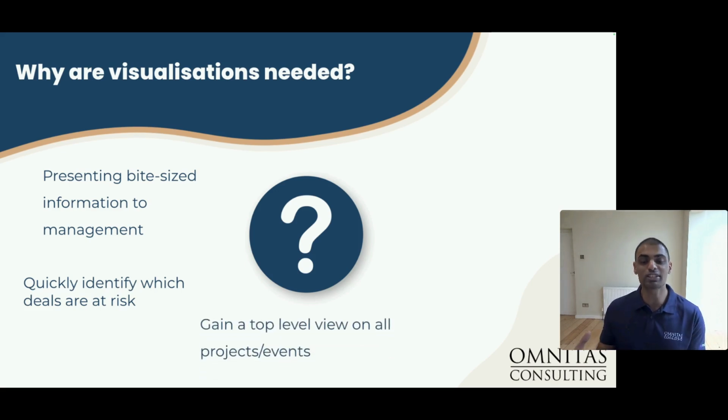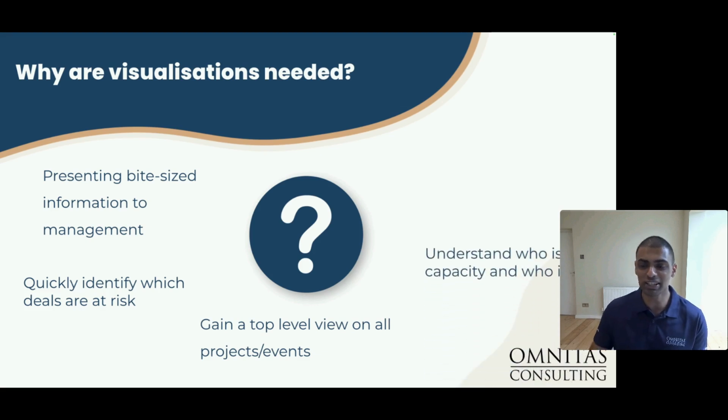Next one, gaining a top-level view on all projects or events. So if you're an event manager, when are your future events? Do you need to visualize that in a social media calendar or some kind of timeline? Do you have campaigns as well running before then, on the run up to those events, that you also need to look at and actually see what's going on there and which social media outlet they are being published to?